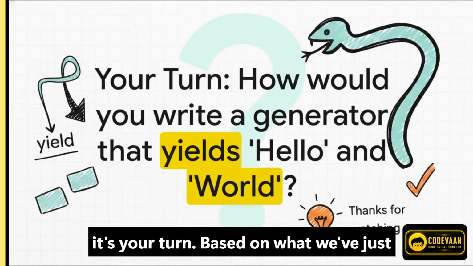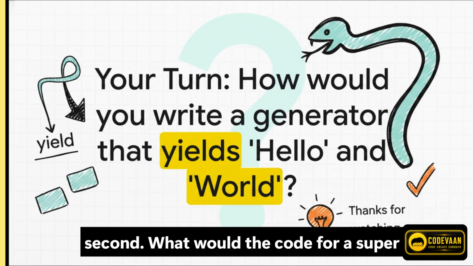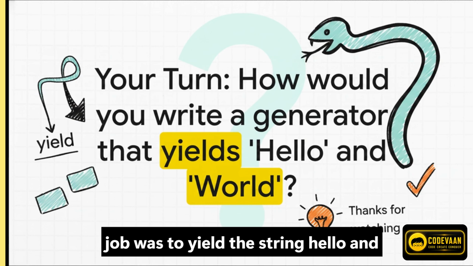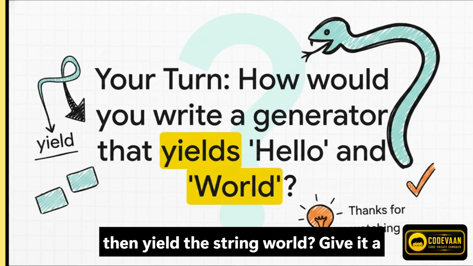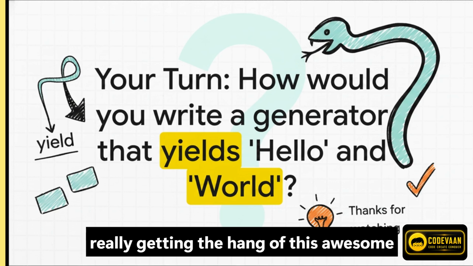And now it's your turn. Based on what we've just gone over, just think about this for a second. What would the code for a super simple generator look like if its only job was to yield the string hello and then yield the string world? Give it a shot. It's the perfect first step to really getting the hang of this awesome concept.